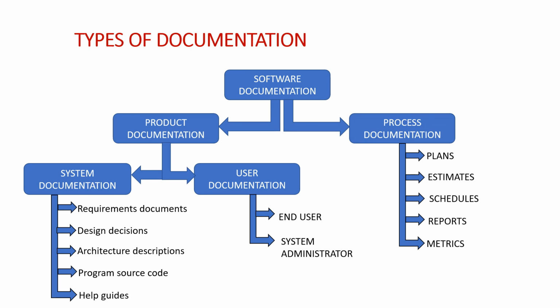The most important is the system documentation. System documentation will be consisting of various requirements of the documents, various requirements of the software, the design decisions, the architectural descriptions that may be needed for further use, the program source code, and of course, various help guides for functioning of the software.